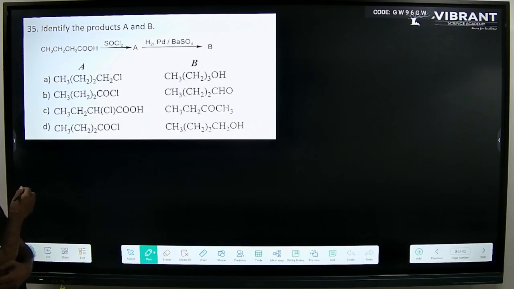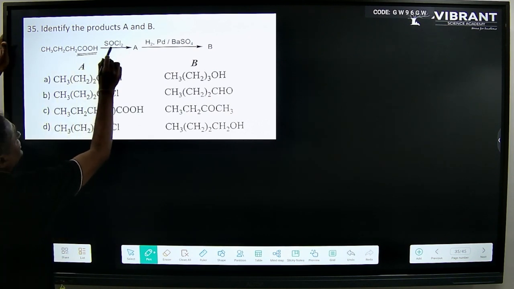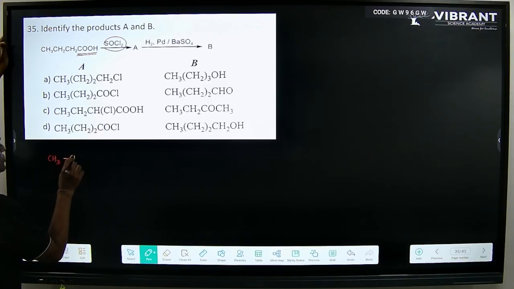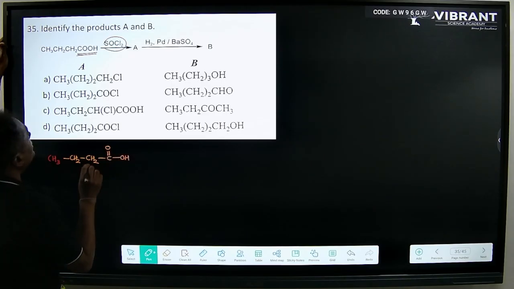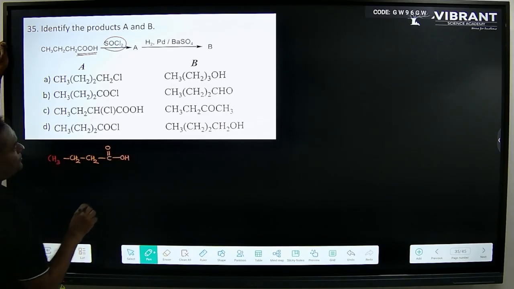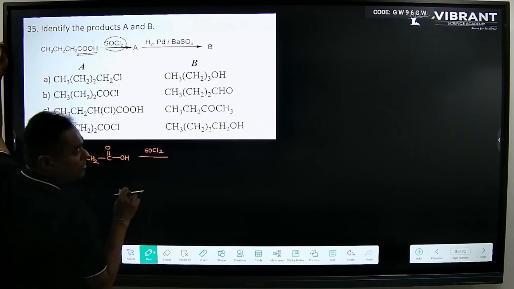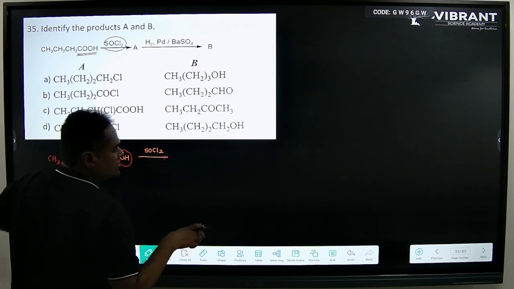Now, here the question is again a very simple one, child. You can see they have given an acid which has been treated with SOCl2. So what will happen, child? I have CH3, CH2, CH2 and C double bond O with OH, correct? This is nothing but your starting material. Now, when you treat this with SOCl2, what SOCl2 does, child, if you remember, is replace your OH group with Cl.